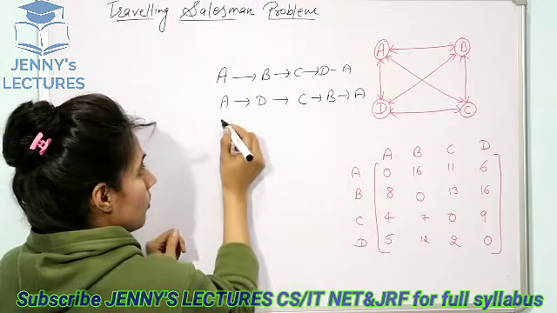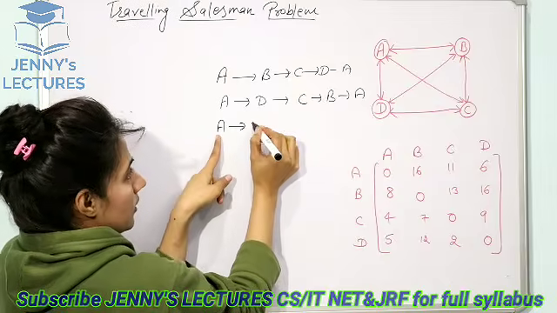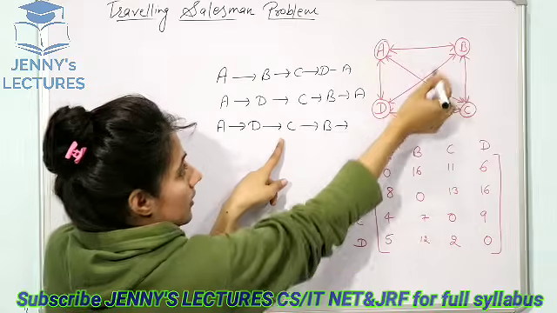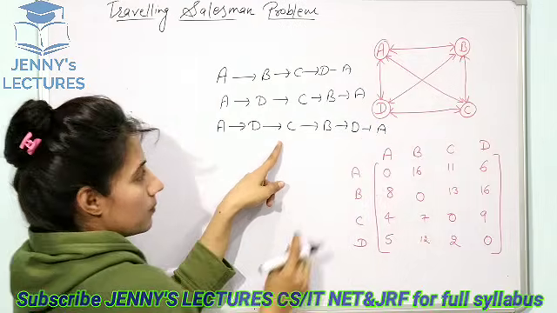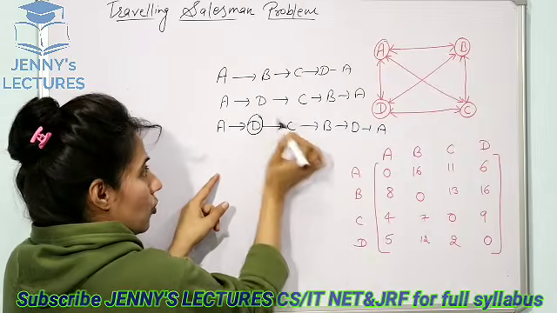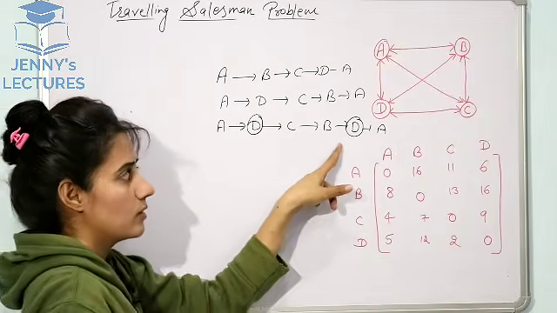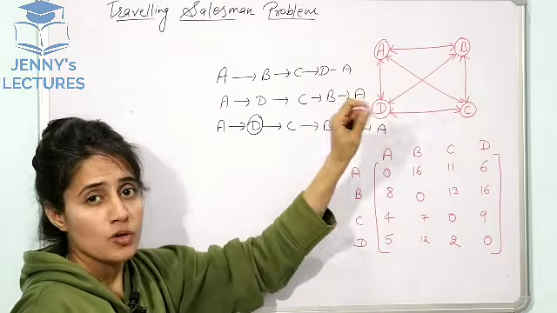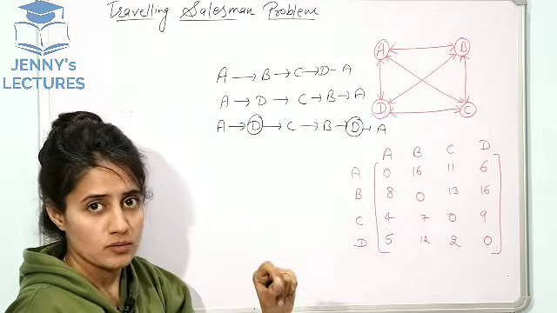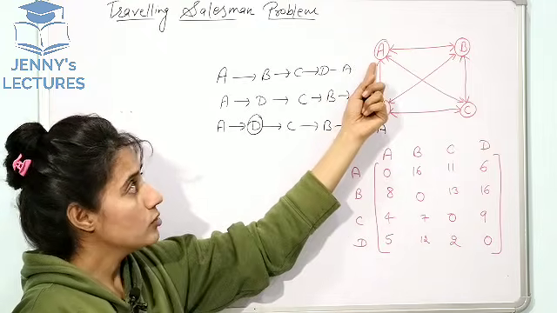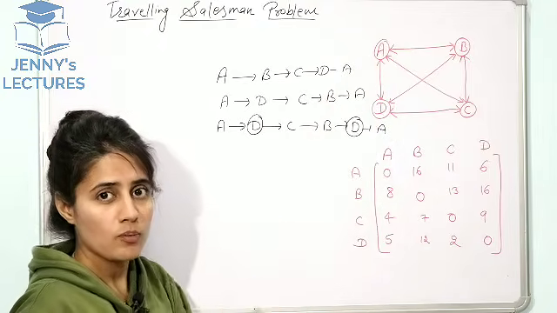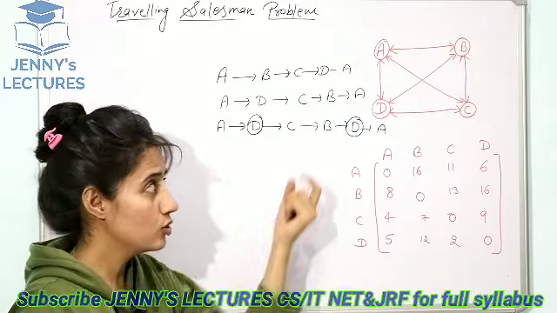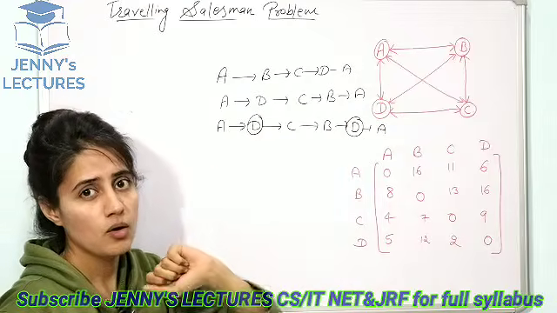But it is not possible that after A he goes to D, then C, then B, then again D and then A. Here what is the problem? The vertex D has been visited 2 times, but the restriction in this problem is that the salesman can visit a city exactly once. And he has to come back to his home city. So you have to find a Hamiltonian cycle where each node is visited exactly once.